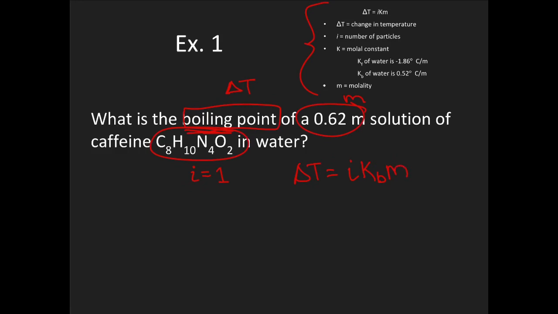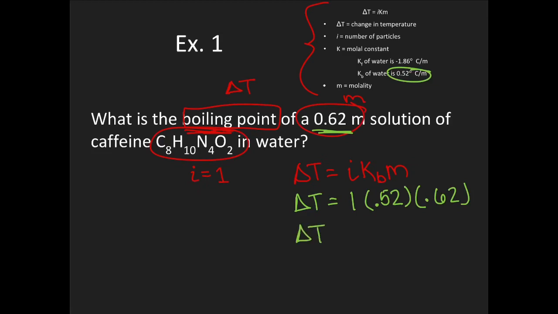So let's go ahead and plug those things in. Delta T equals, my i is 1, times Kb, which is always going to be 0.52, and then times my molality, which they gave me to be 0.62. All right, and when we multiply all of those together, we get a change in temperature of 0.3224. All right, so that is my change in temperature.